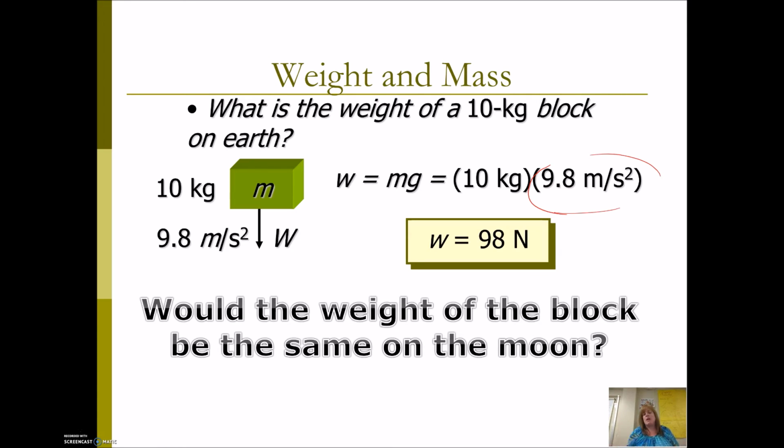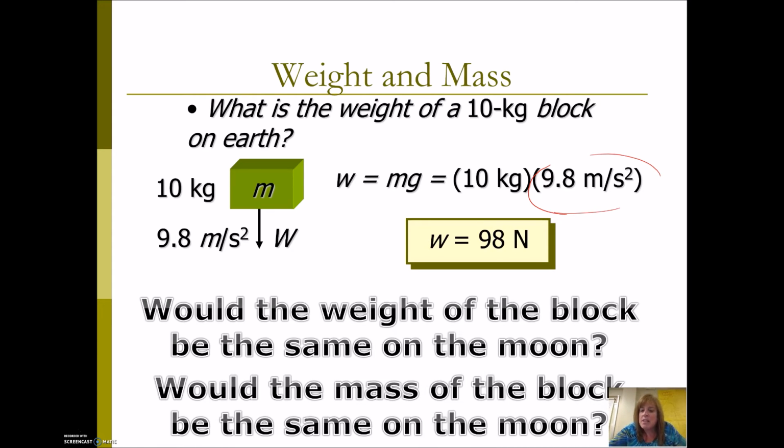Now, would the weight of this block be the same if it was on the moon? Well, believe it or not, the acceleration due to gravity on the moon is a lot less than here on Earth. And we'll talk more about that when we get to our gravitation unit. But so it would not be the same. But what about the mass? Would the mass of the block be the same on the moon? Well, of course, Mrs. Campbell. Yes, it's still 10 kilograms. 10 kilograms is the property of the system. It doesn't change because we go to outer space, but the weight does because that's a force.